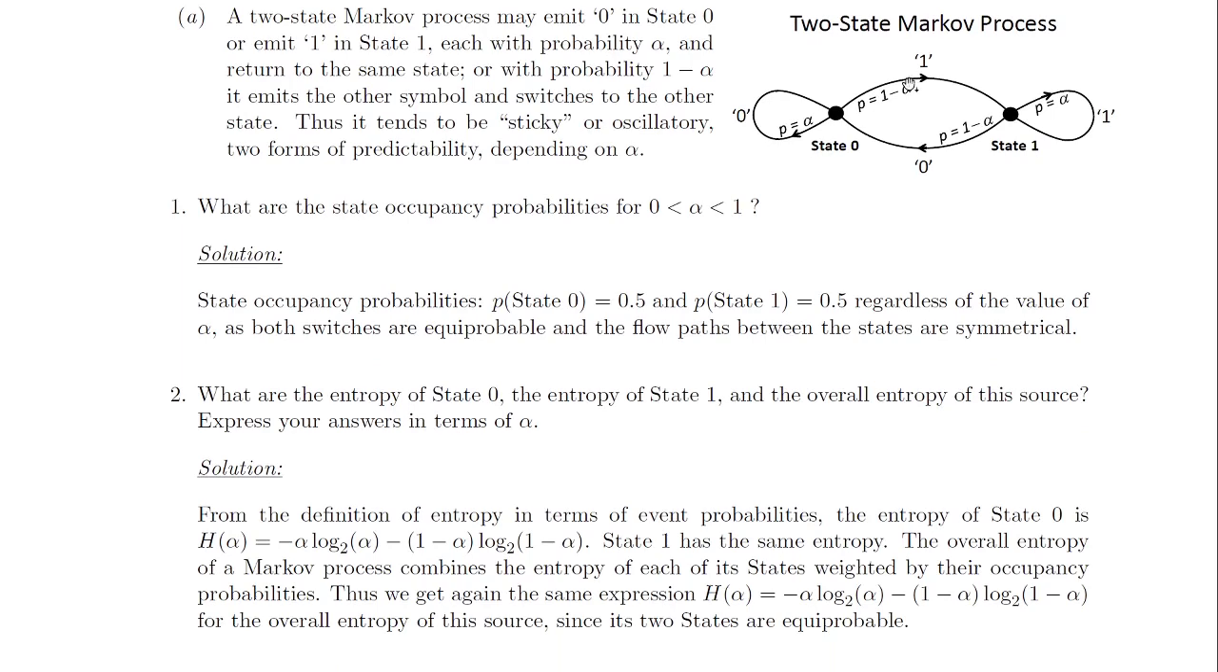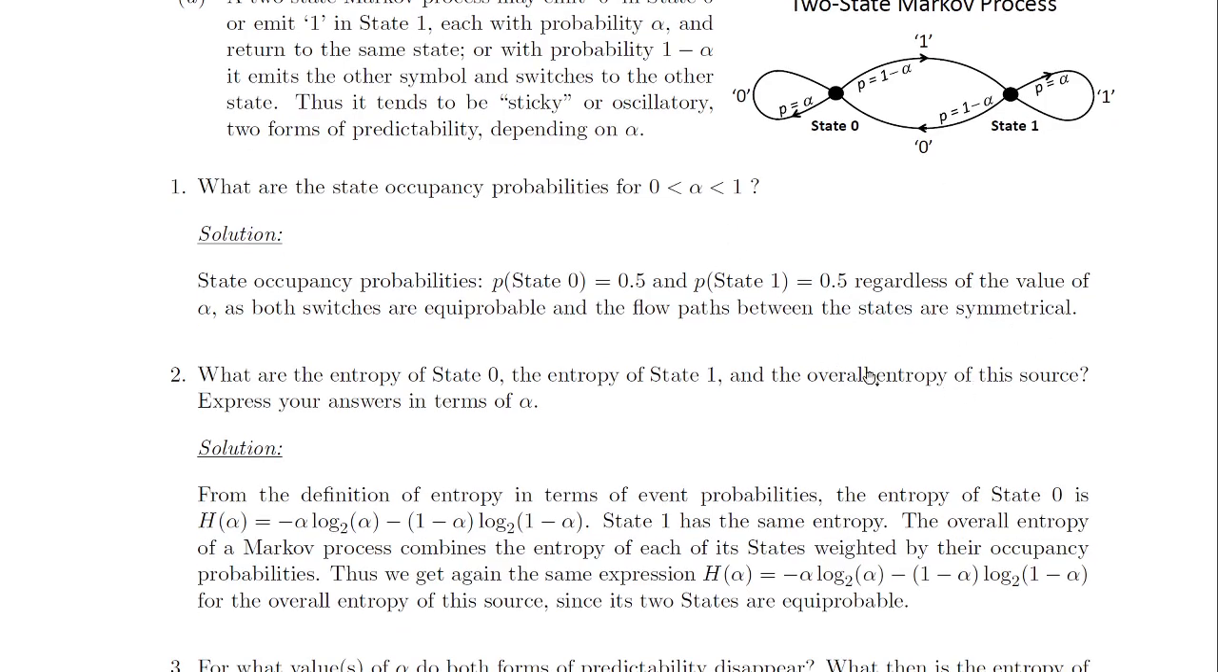What is the entropy of these two states, and the overall entropy of the source? Well, we learned that a multi-state Markov process has an overall entropy that is the weighted average of the entropy of each of the states, weighted by their occupancy probabilities, which conveniently are equivalent in this case. And from the definition of entropy, just in terms of state probabilities, it's easy to calculate that in state 0, with these two probabilities associated with what can happen, we have a simple Bernoulli process. The probability is not 1/2, it's alpha, but still it's a Bernoulli process.